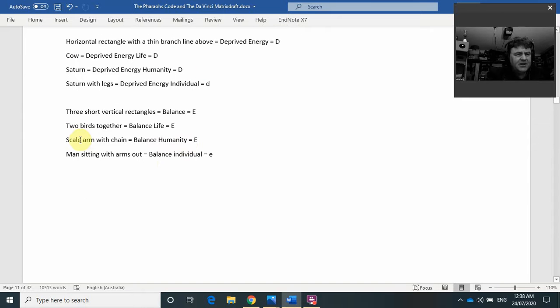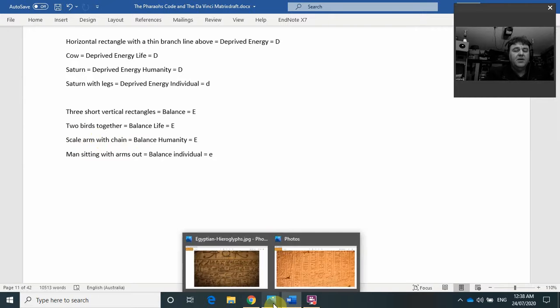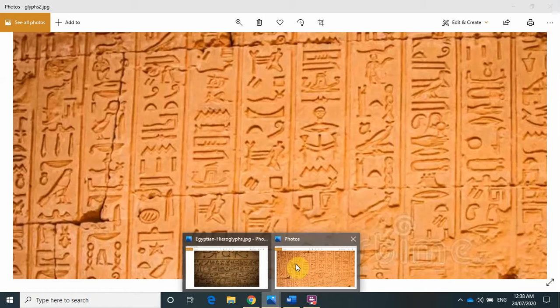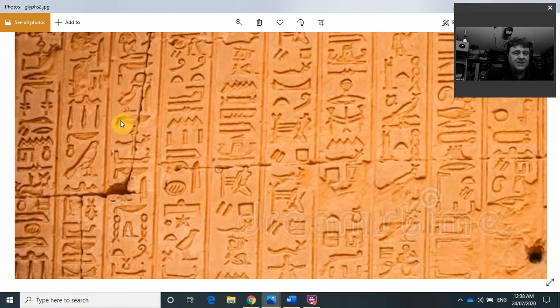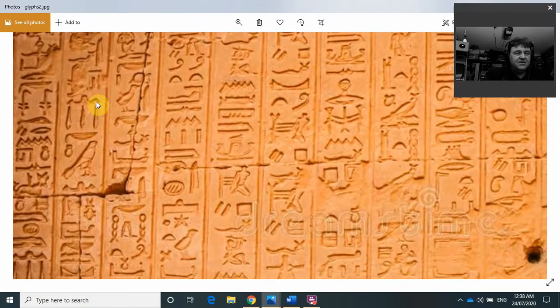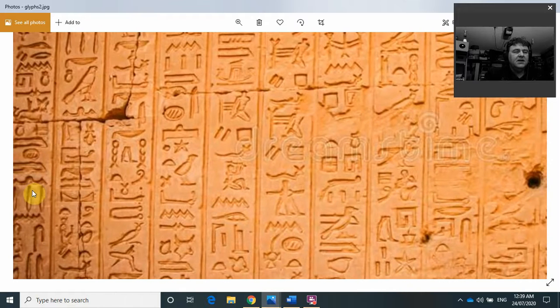So the balance of humanity, this is represented as a scale or a balance beam arm, with or without chains, and it's represented a couple of different places. I'll come back across to this picture again and you'll see it just here in this section. We've got the balance arm here and the center post, which will be holding up the scale, and then the other chains on the other side. Okay, and it's just again down here in this section.